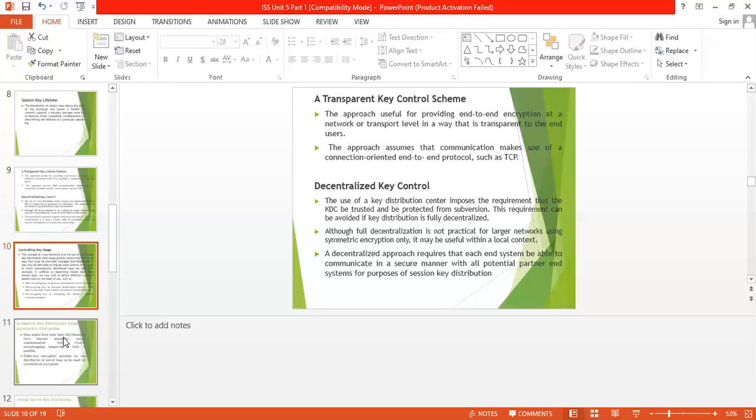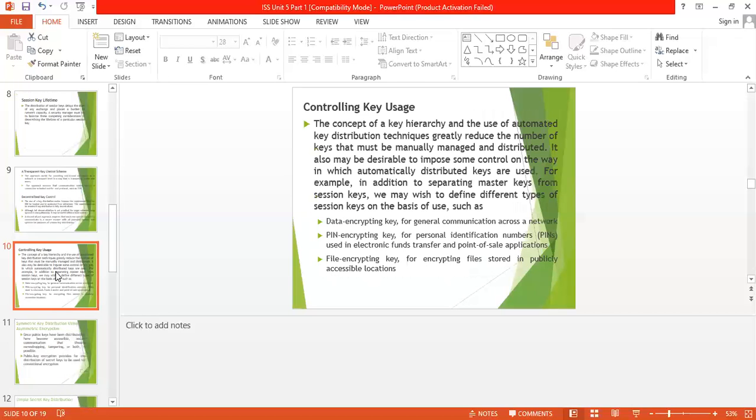And the last is controlling key uses. Basically, controlling key uses is the concept of key hierarchy. It means how to control the key, because there are two types of key in the KDC: one is the session key and the other is the master key. So the concept is how to use the key.